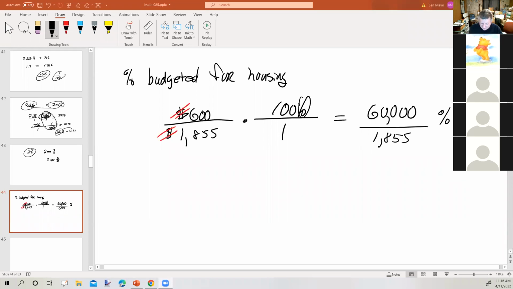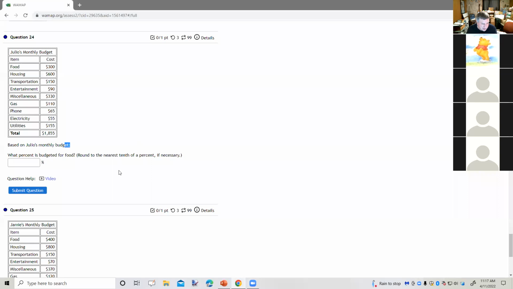Sorry about that. So we've got the $600 out of the total budget times 100% over 1. I got rid of the dollar signs. 600 times 100 over 1855. Now, back on the page, it said round to the nearest 1/10 of a percent if necessary. So that tells me we're going to go with a decimal answer. Let me go back there really quickly. So right here, the instructions, round to the nearest 1/10 of a percent.